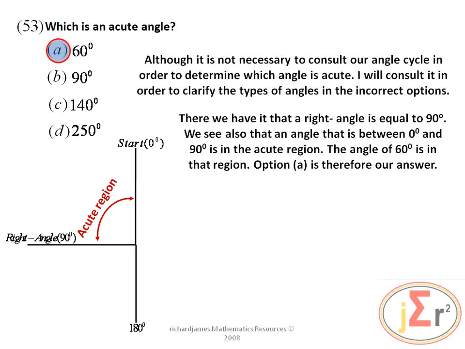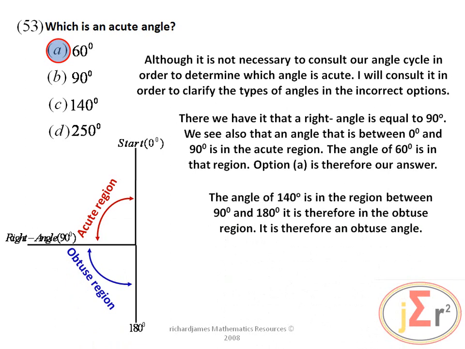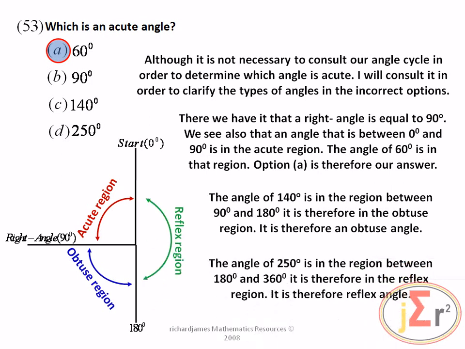More angles. If we continue between the 90 and the 180 degrees, what do we have? The angle 140 degrees is in the region between 90 degrees and 180 degrees. It is therefore in the obtuse region. It is therefore an obtuse angle. The angle 250 degrees is in the region between 180 degrees and 360 degrees. It is therefore in the reflex region. It is therefore a reflex angle.